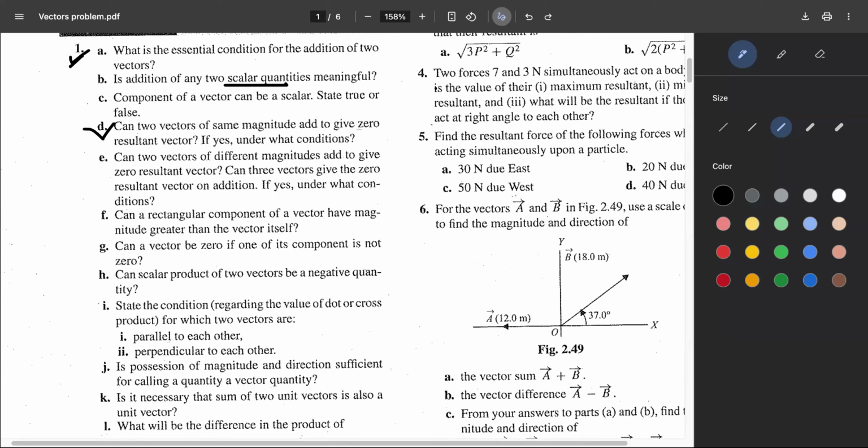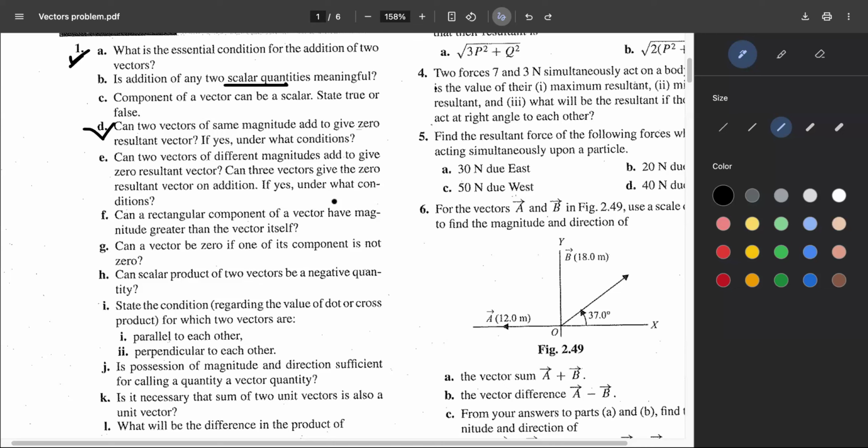First of all, two vectors having different magnitude are not going to add to give a zero resultant vector. Three vectors can give it, but not two. So that is the thing. Three vectors can give it, not two. Okay, it is asking about the next one: can three vectors give zero?